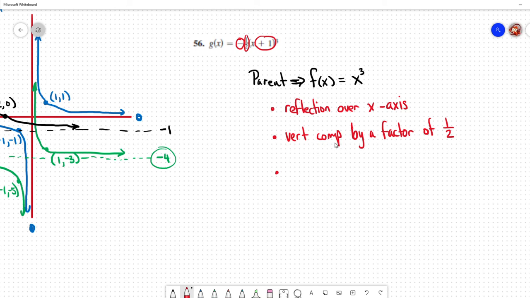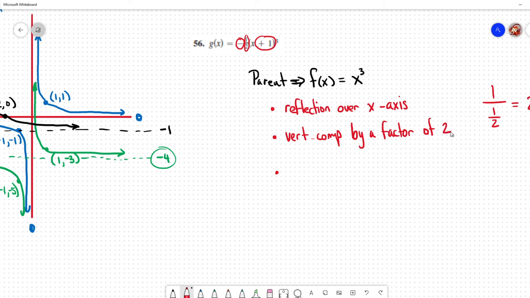Since we're already saying compression, that already means we're going to divide by 2. If I write vertical compression by a factor of 1/2, you're saying I'm going to divide by 1/2. You divide by 1/2, that means what? You're multiplying by 2. You don't want to multiply by 2. We want to divide, compress, by 2.